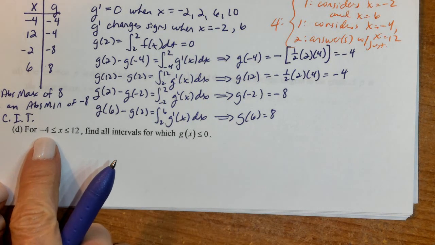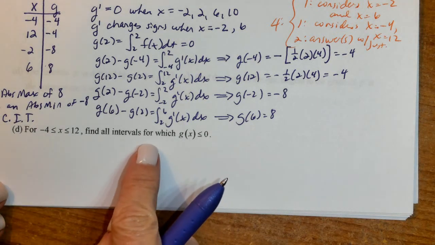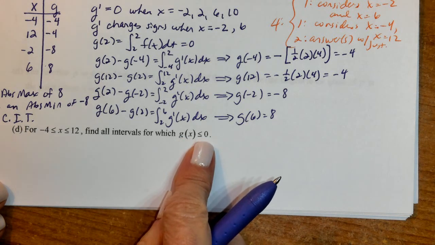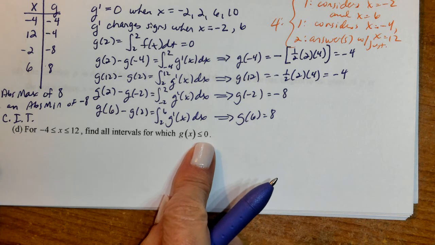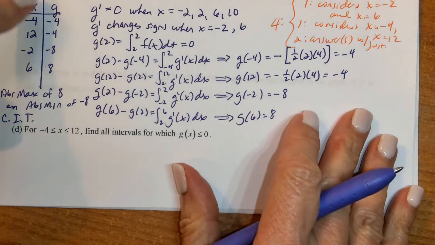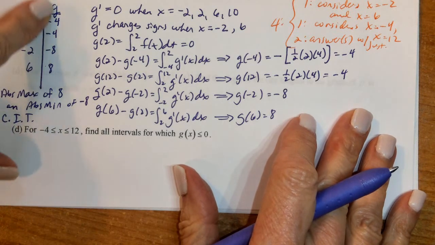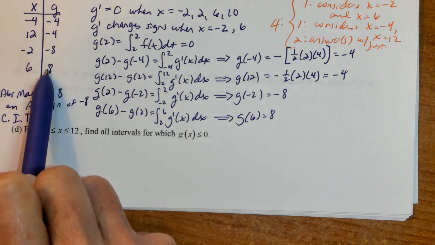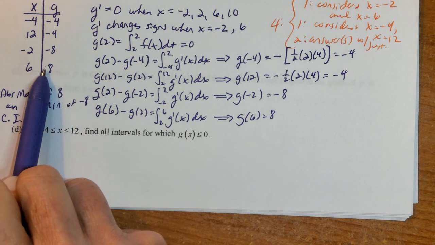In between negative 4 and 12, find all the intervals for which g is negative. G is negative. Not g prime, just g. We found lots of g values up here, and I even made the comment, we have lots of negative values there. But then we had this positive value of an 8. So let's think about that.